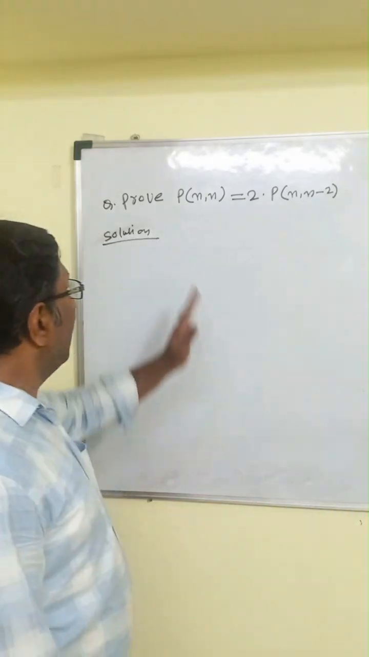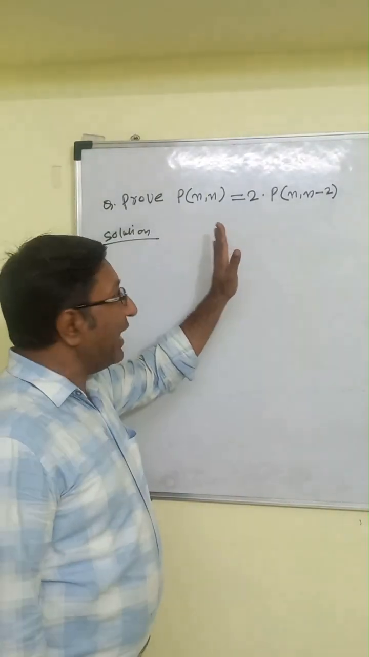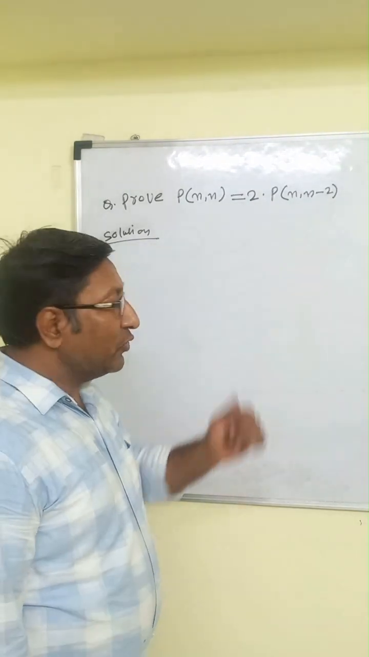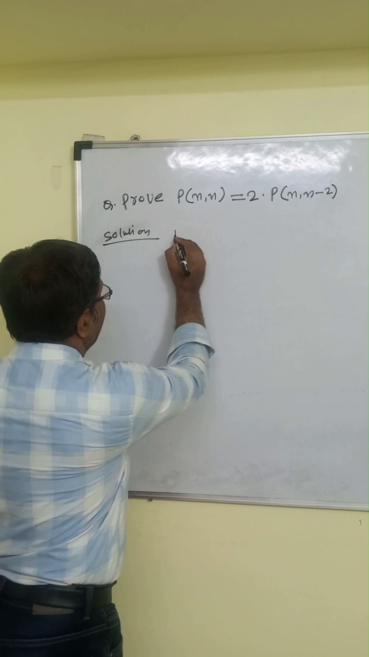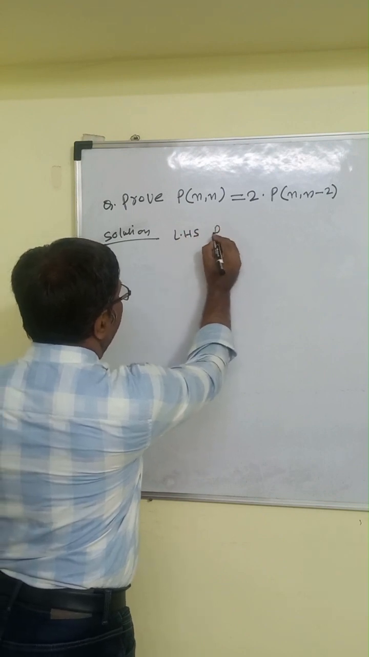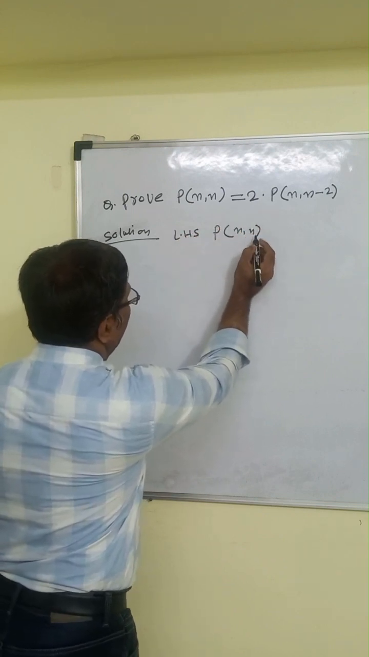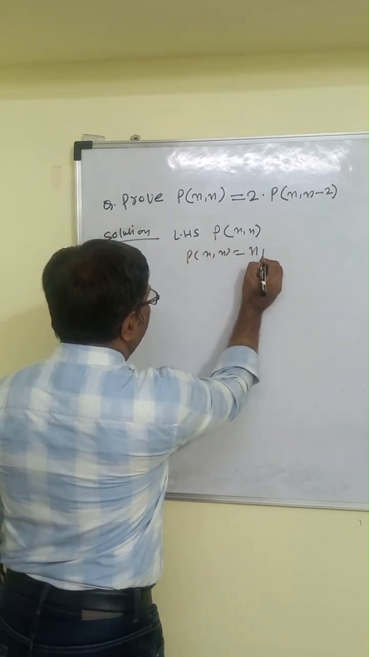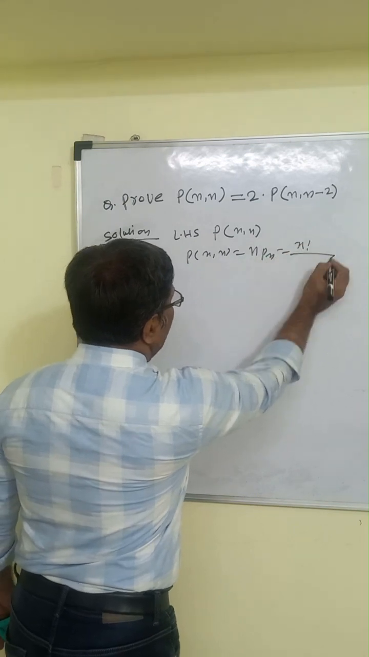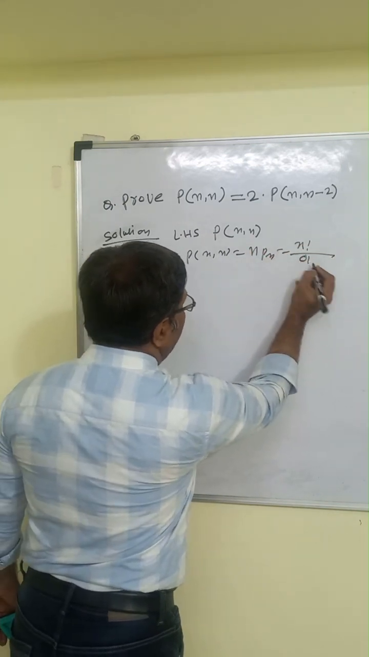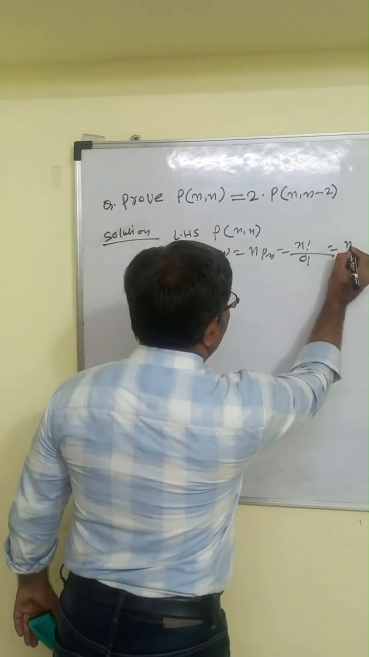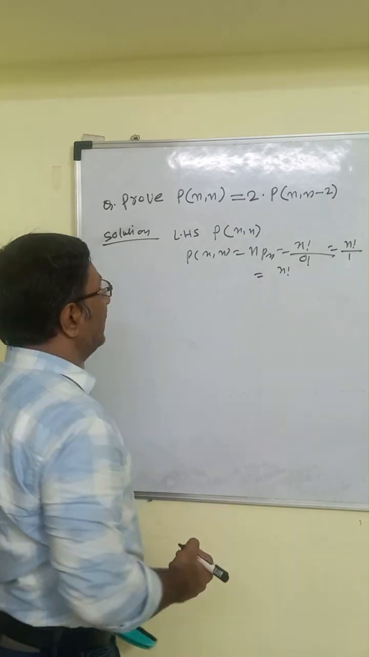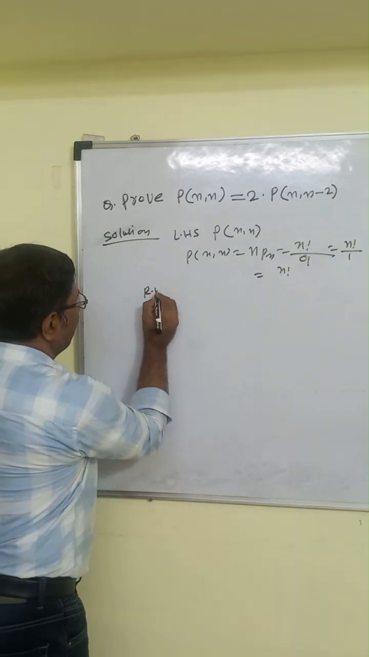Let us see the question. Prove that permutation of n, n equal to 2 into permutation of n, n minus 2. So here take LHS. LHS is given permutation of n, n. So you know permutation of n, n equal to what? nPn. So this is n factorial and (n minus n) 0 factorial. And you know 0 factorial is 1. So we will get only n factorial. Now this is RHS.